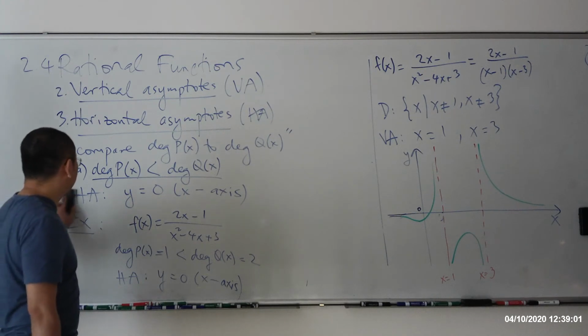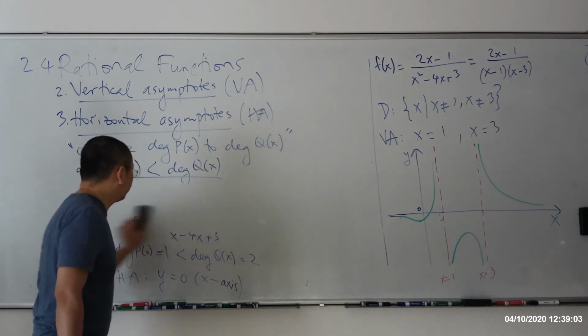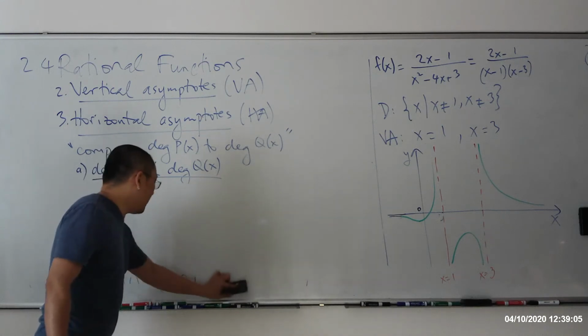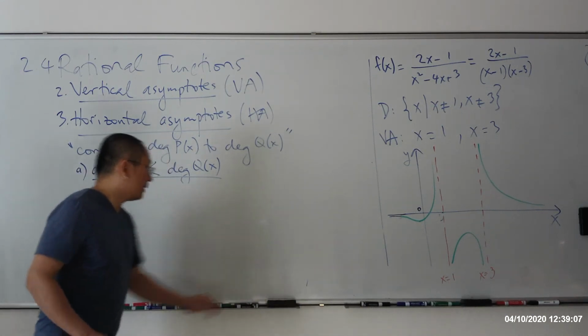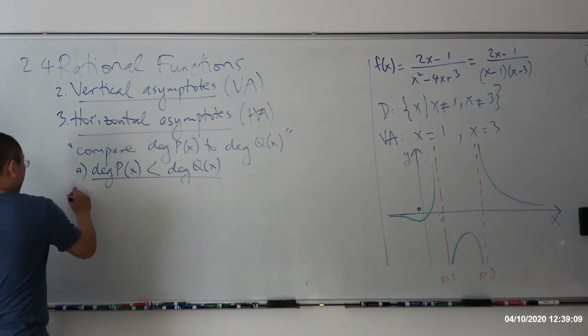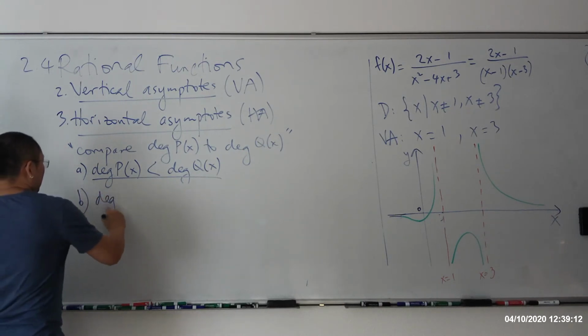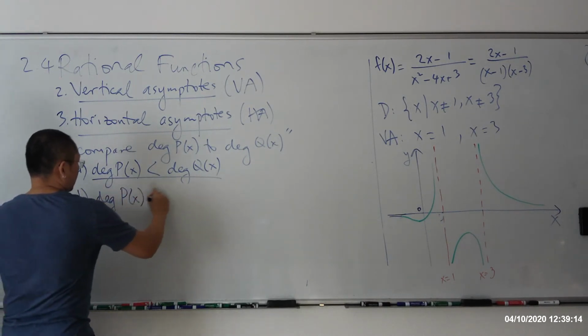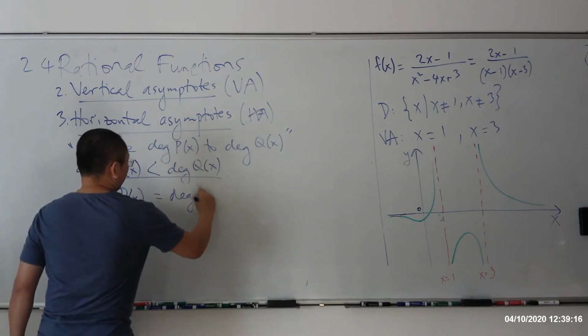Okay. Second case. What if they have the same degree? So I'm going to give you the second case, B right here. The degree of the numerator is the same as the degree of the denominator.